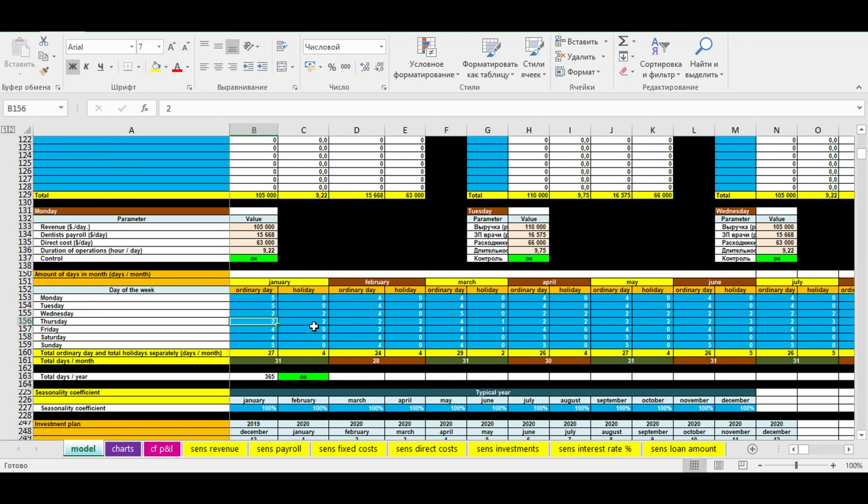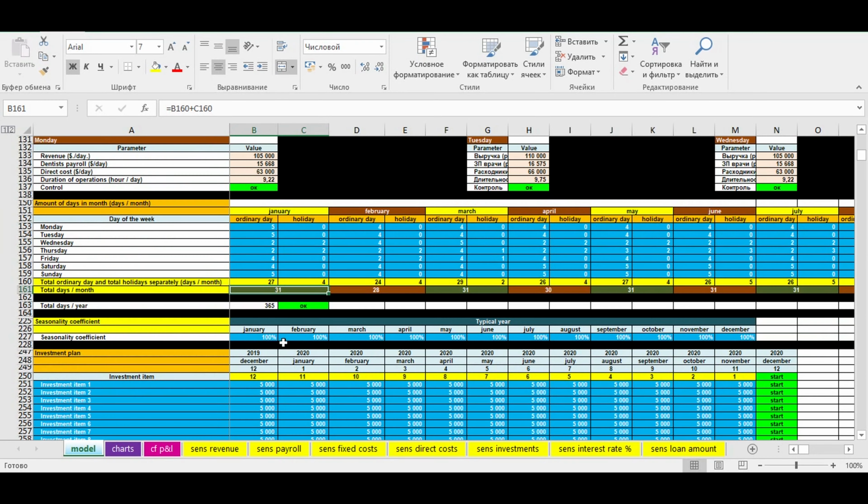Then we take 365 days in a typical year and allocate them inside months and weekdays. If we have some holidays in this or that month, just put the amount here. If we allocate more or less than 365 days, you will be shown a mistake sign. In each month, we have a total for ordinary days, a total for holidays, and a total for ordinary days plus holidays.